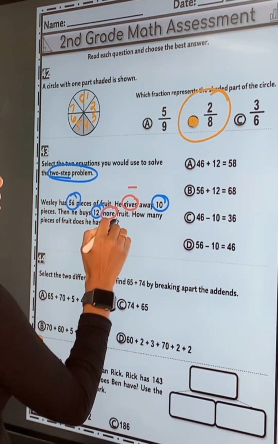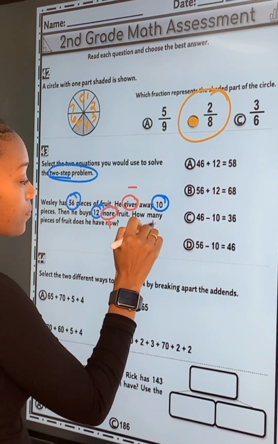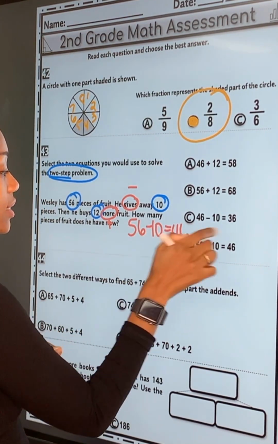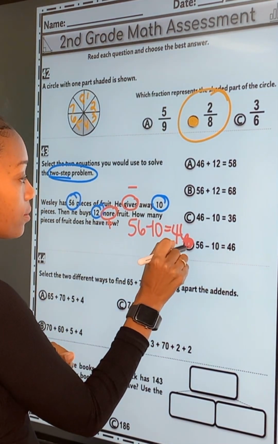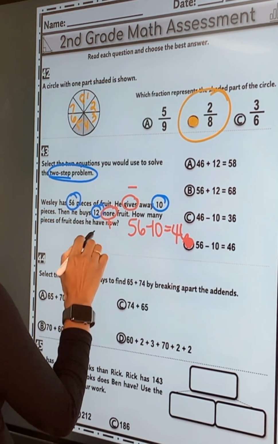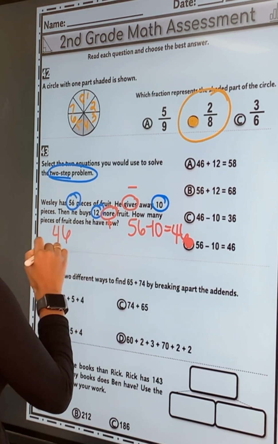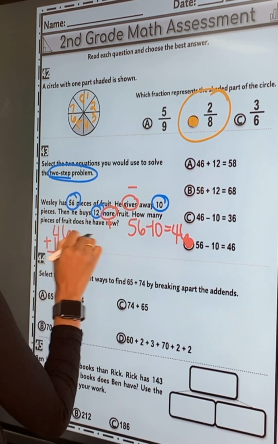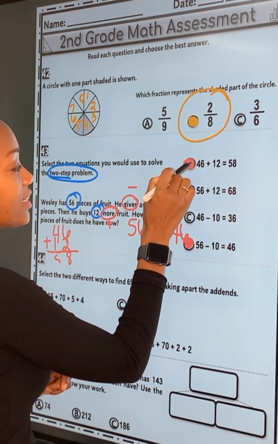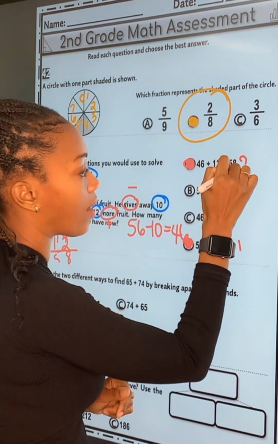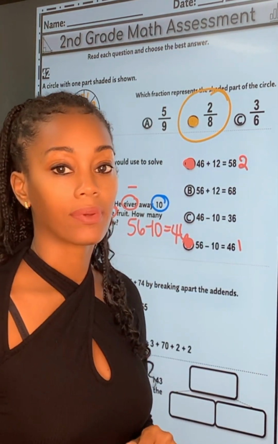So 56 minus 10 is equal to 46. Do I see that here? Yes, I do. Then it says that then he buys 12 more. So now I have 46 plus 12. That makes 8 and 5. That makes 58. So 46 plus 12 is 58. So this is our first step, and that was our second step.